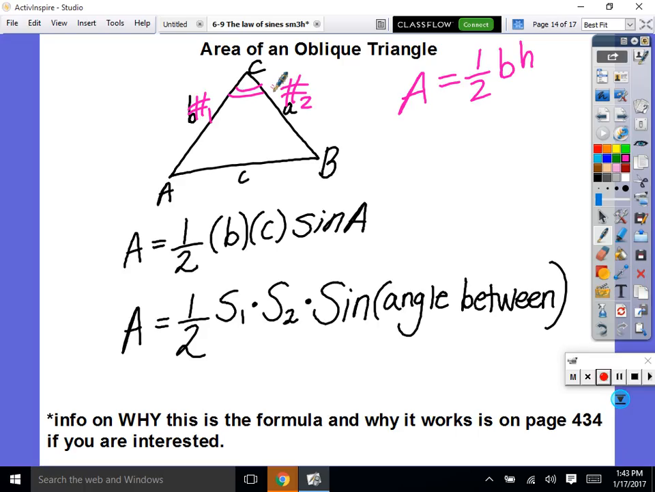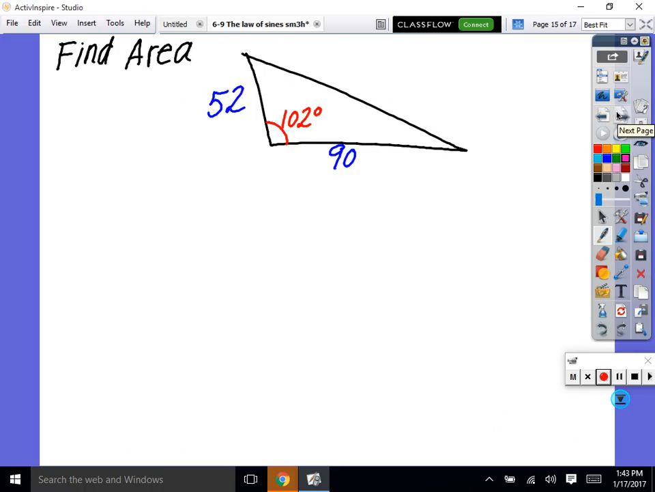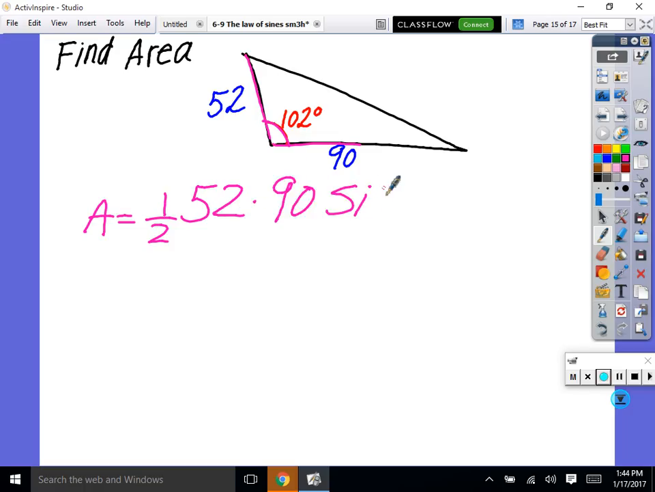And once again, if you're interested in why or how that works, or if you want to prove it yourself, go through and do it. Drop an altitude, set up some truth statements, and I guarantee you can come up with it. Okay, here we go. Find the area. So first of all, check: side 1, side 2, angle in between. Yes. So area is equal to 1/2 times side 1 times side 2 times the sine of the angle in between. Literally, just type it into your calculator.